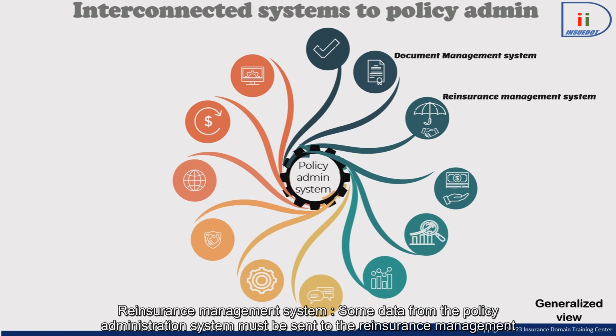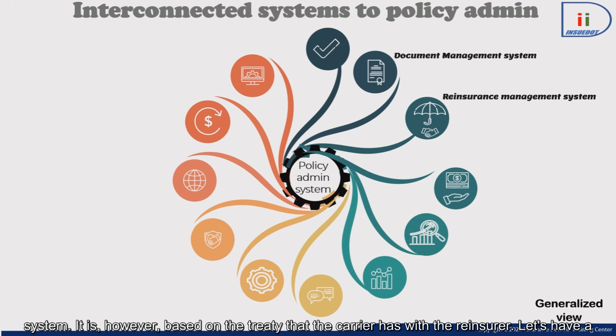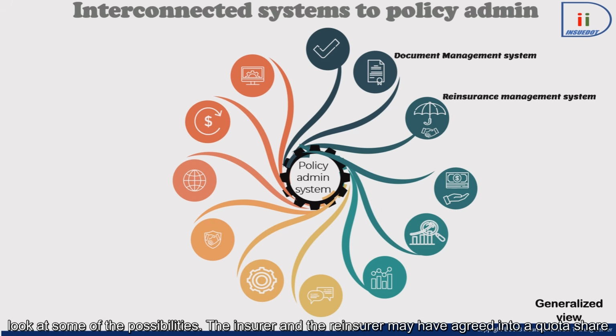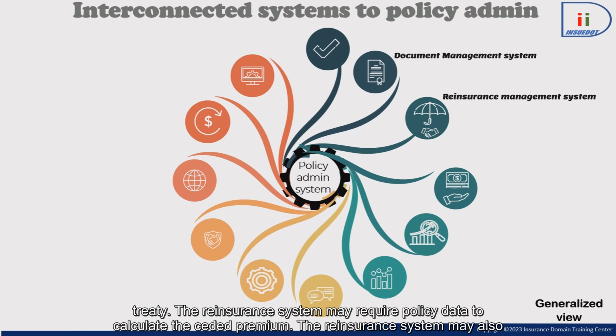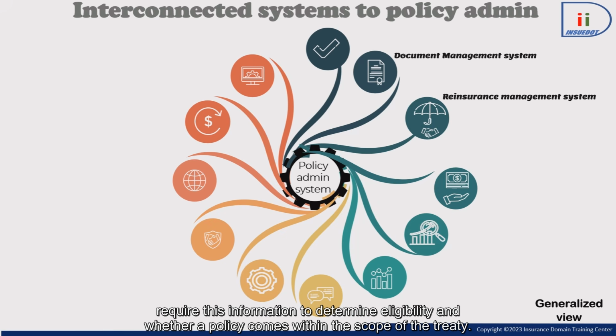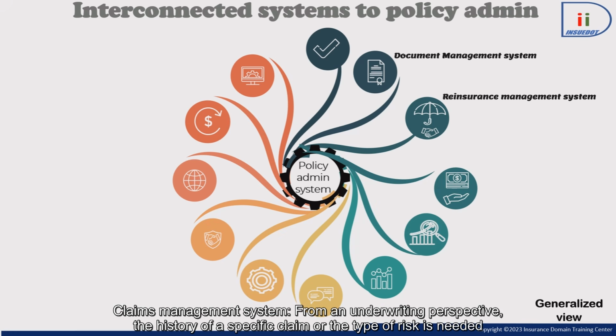Reinsurance management system. Some data from the policy administration system must be sent to the reinsurance management system. It is, however, based on the treaty that the carrier has with the reinsurer. Let's have a look at some of the possibilities. The insurer and the reinsurer may have agreed to a quota share treaty. The reinsurance system may require policy data to calculate the ceded premium. The reinsurance system may also require this information to determine eligibility and whether a policy comes within the scope of the treaty.